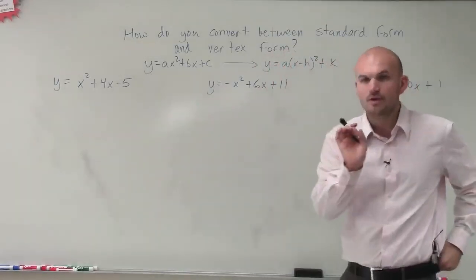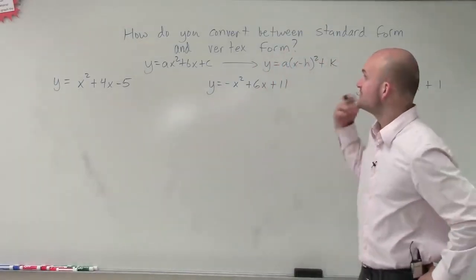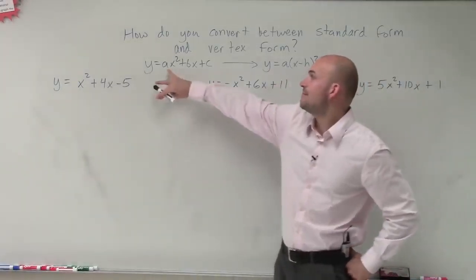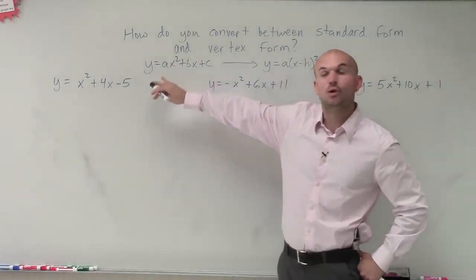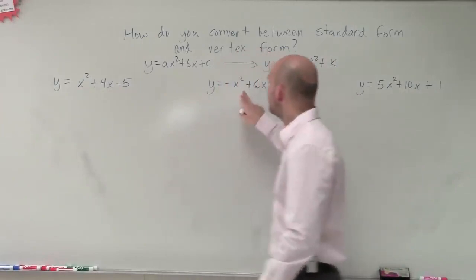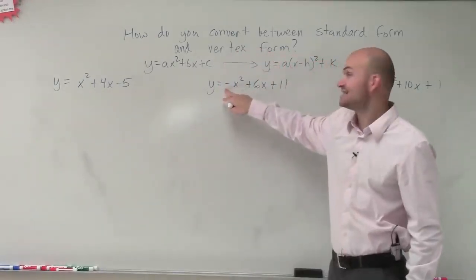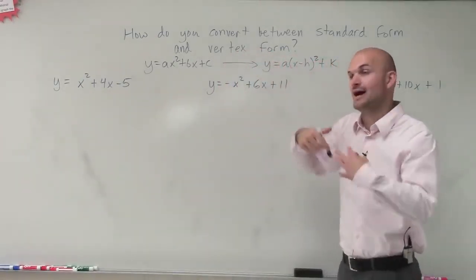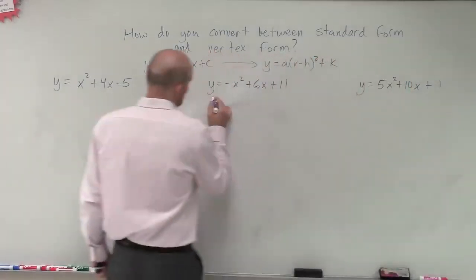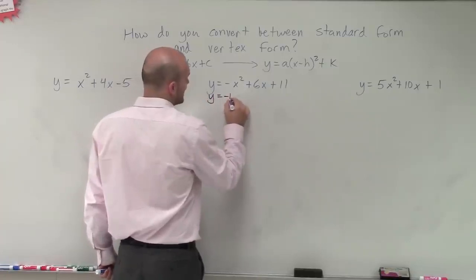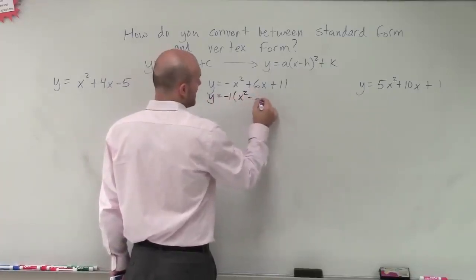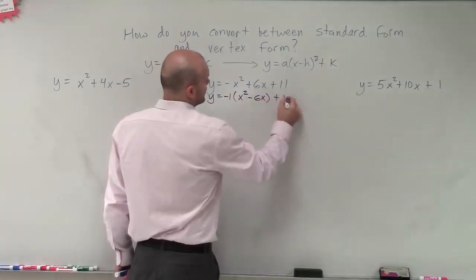Now, the first step we need to do is make sure that when we are creating a perfect square trinomial, we have a equal to 1. So here, you can see we have a equal to 1, so we're all set. Over here, though, I have a negative, that's a negative 1. So what I'm going to have to do is factor that out. Now, when I'm completing the square, I only like to factor it out of the first 2 terms. So I have y equals negative 1 times (x squared minus 6x) plus 11.